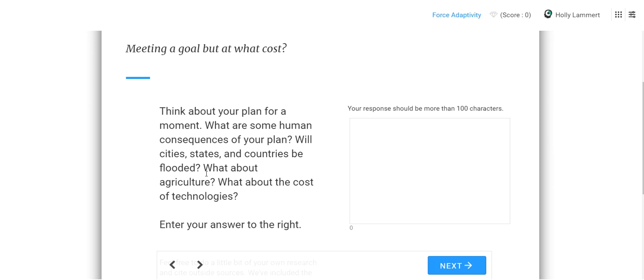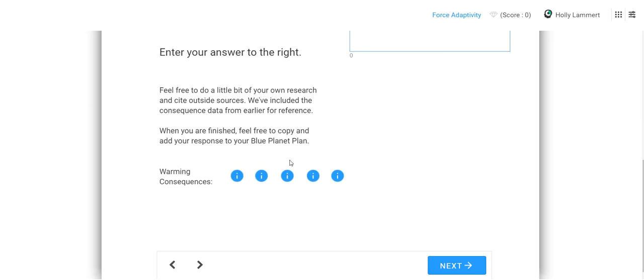Meeting a goal, but at what cost? Think about your plan for a moment. What are some human consequences of your plan? Will cities, states, and countries be flooded? What about agriculture? What about the cost of technologies? Enter your answer to the right. Feel free to do a little bit of your own research and cite your own outside sources. We've included the consequence data from earlier for reference point.